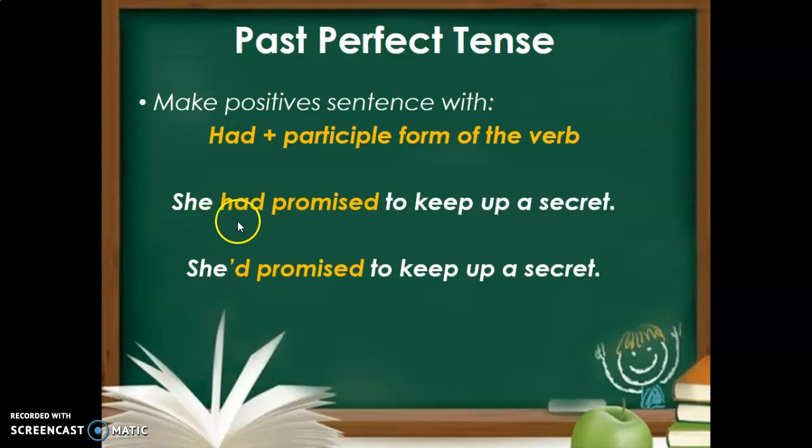We don't need to change the auxiliary verb had, okay, by looking at the different subjects. We use had for all the subject pronouns. For he, she, and it, you, we, and they, we use had for all of them, right? Remember that, because we're talking about the past perfect tense.